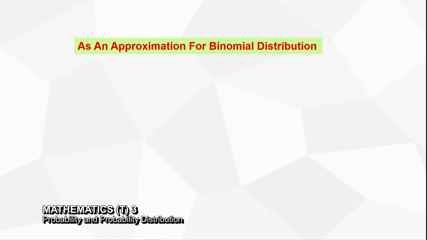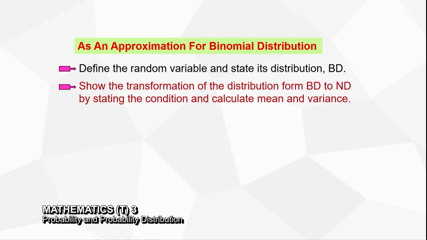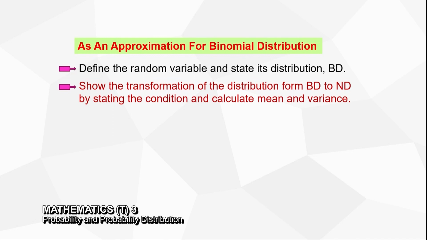In the next part of this chapter, we will use an approximation for binomial distribution. That means we will use normal distribution as an approximation for binomial distribution. Almost identical to just now, but slightly different. So first, we have to define the binomial distribution. Next part, we have to show the transformation of the distribution. We will transform from binomial distribution to normal distribution by stating the condition and calculating the mean and variance.